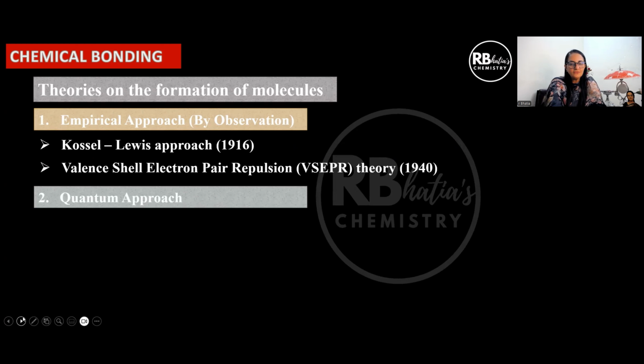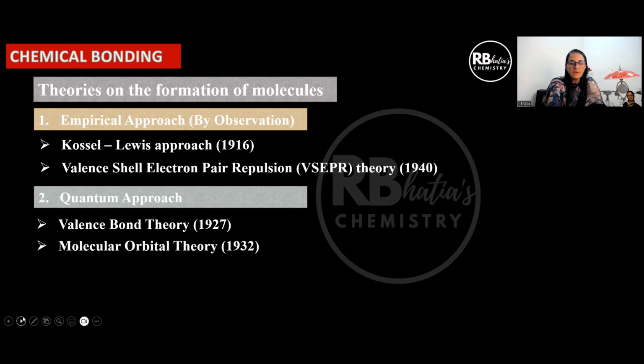Anything that is quoted in NCERT can be asked, right? And then we had the quantum approach. Under the quantum approach, we had the VBT, the valence bond theory, 1927, and VBT as well as the VSEPR theory. These two theories were combined together to explain shapes and geometries of molecules.